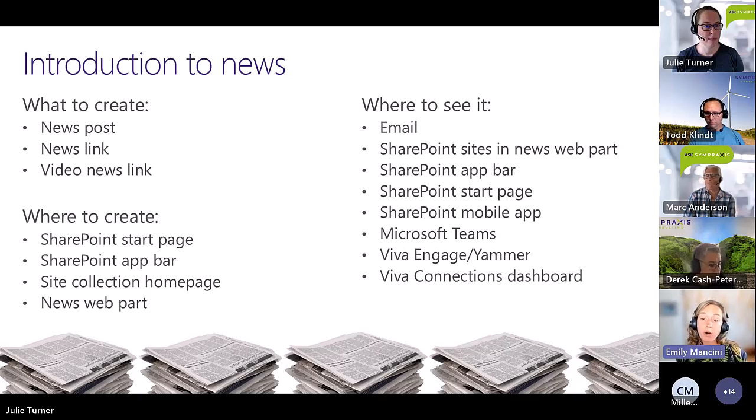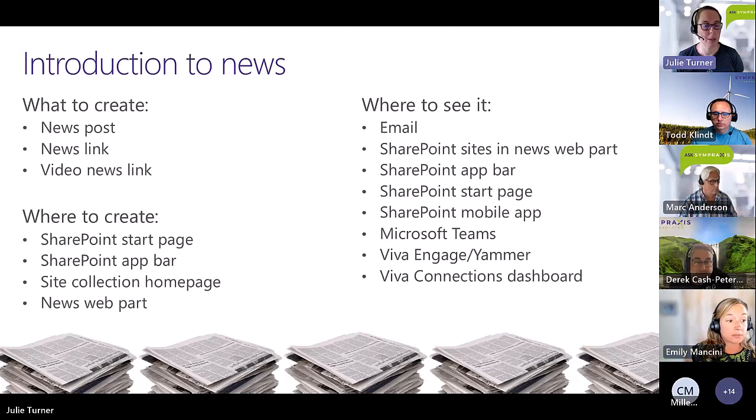We have the news web part, which we can change and control what it surfaces across different site collections. In the SharePoint app bar and start page and mobile app, you're going to see all of your news depending on what you have permissions to. In Microsoft Teams, you can post individual news posts there, or you can add that Teams connector. You can also send those news posts over to Viva Engage. And then last but not least, we also have the Viva Connections dashboard, wherein you can have your different news stories appearing there or have it come into your Viva Connections feed.